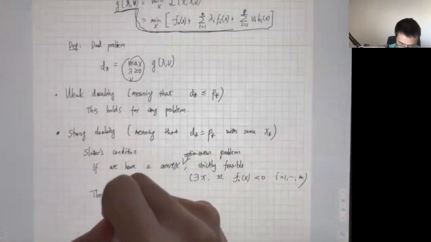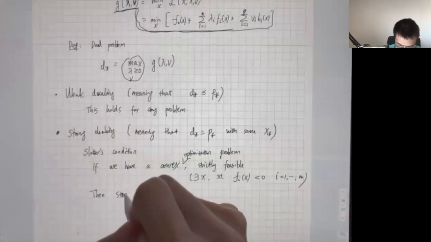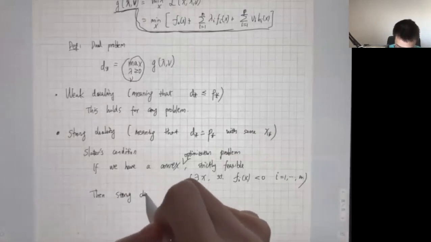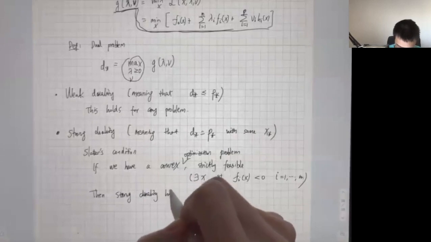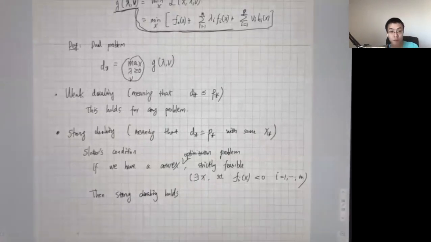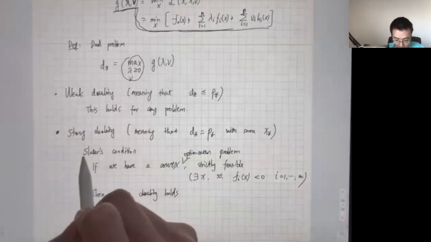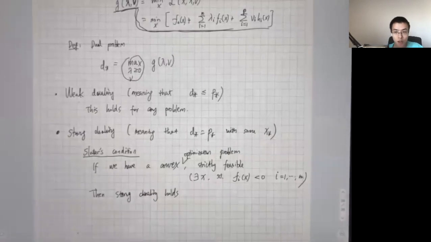Then strong duality holds. So this theorem is not proved here, but you can read the reference yourself. It's a very useful theorem and it's very easy to remember.